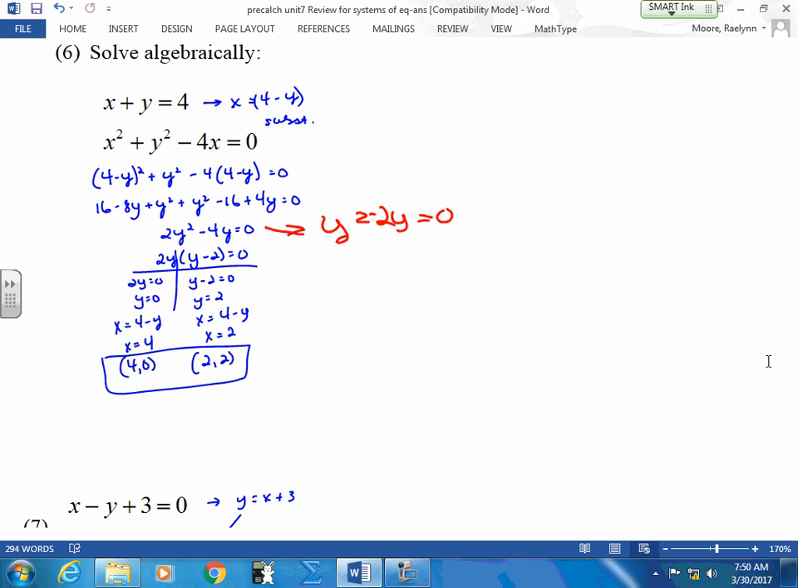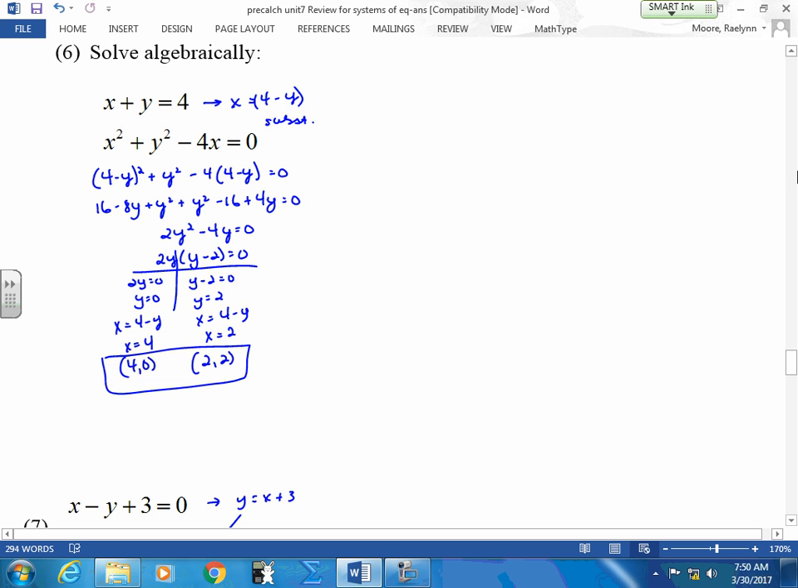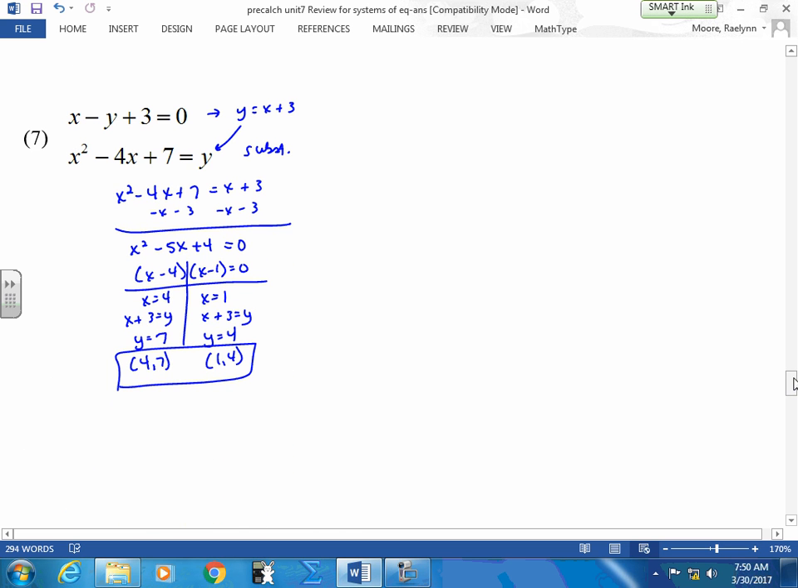But again, if your process is sound, I'll find your mistake. Hopefully. And if not, when you look at it, you'll find it and say, Mrs. Moore, this is what I did. I really do work these out as best as I can. Again, we have a parabola and a line, so you could get one solution, no solution, 2 solutions.